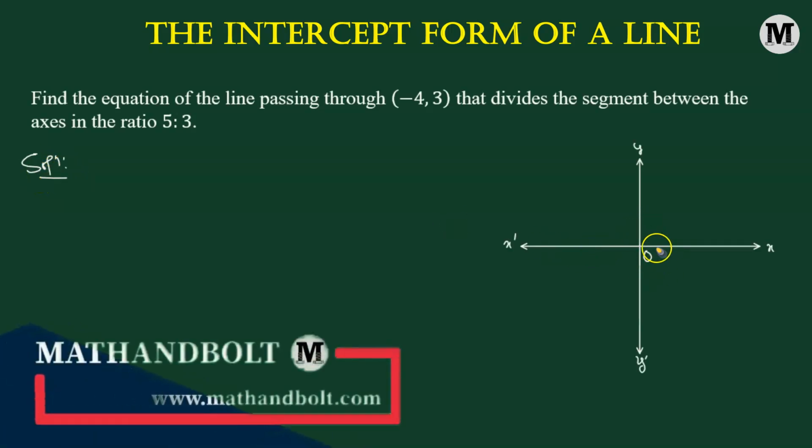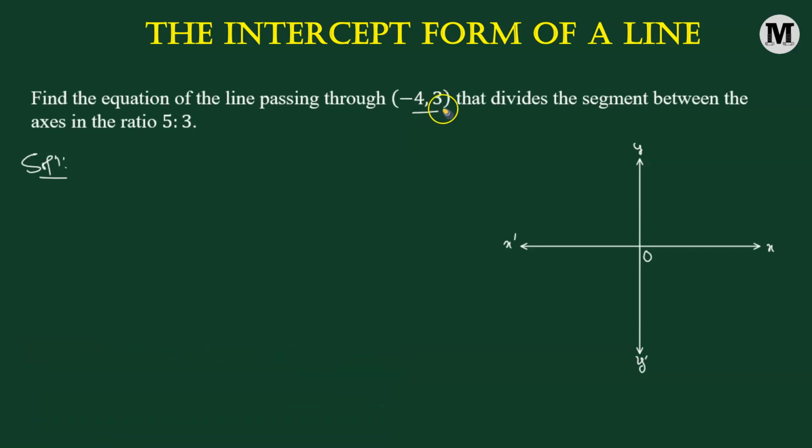So here we have the xy coordinate plane. Now, considering the point with coordinates (-4, 3), the x coordinate is negative and the y coordinate is positive. This means that our point is going to lie in the second quadrant. So let us suppose that we have this point P. So P corresponds to (-4, 3).